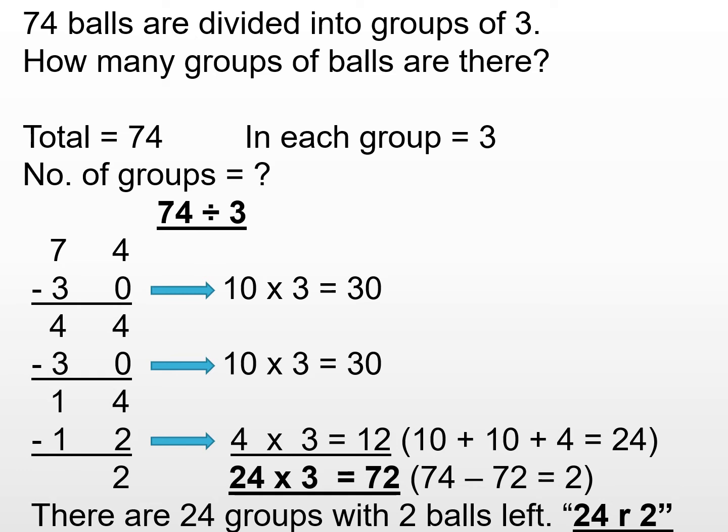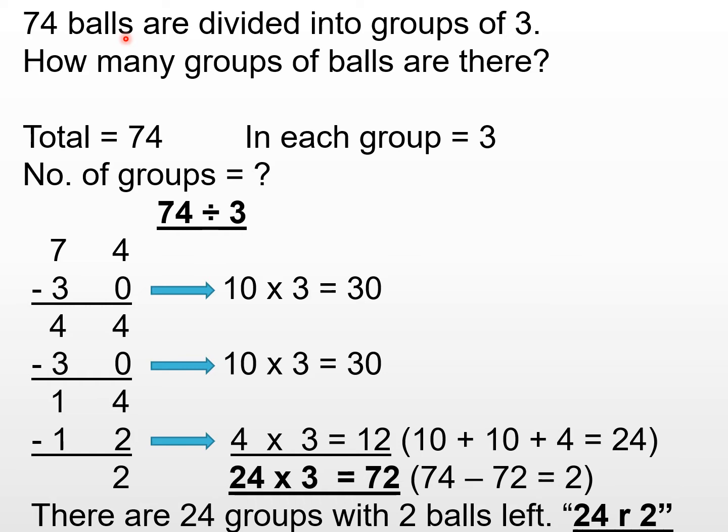So, for example, the question says 74 balls are divided into groups of 3. How many groups of balls are there? So basically, just to give you an overview, I hope you must have learned this in your previous class, that whenever we are multiplying two numbers, we always get the total amount, and whenever we are dividing two numbers, we either get the number of groups or we get the data in each group.